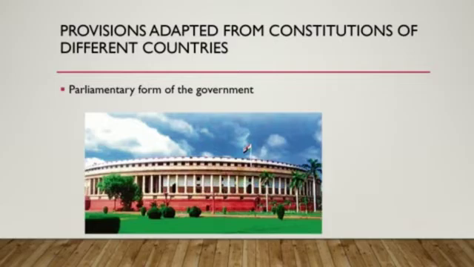Simply, we can say India has a parliamentary form of government. The president is the head of the state and the prime minister is the head of the government. The Indian Parliament is bicameral in nature. It consists of the president and two houses, Lok Sabha and Rajya Sabha.